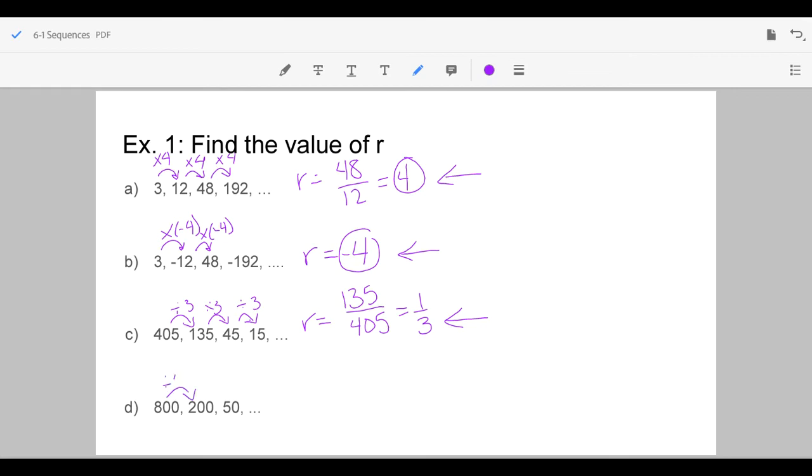Here, same idea. We divide by 4 to get to the next term. So r is equal to 1/4. And you can get that algebraically by picking one of these numbers and dividing it by the previous term. So 50 over 200 is equal to 1/4.